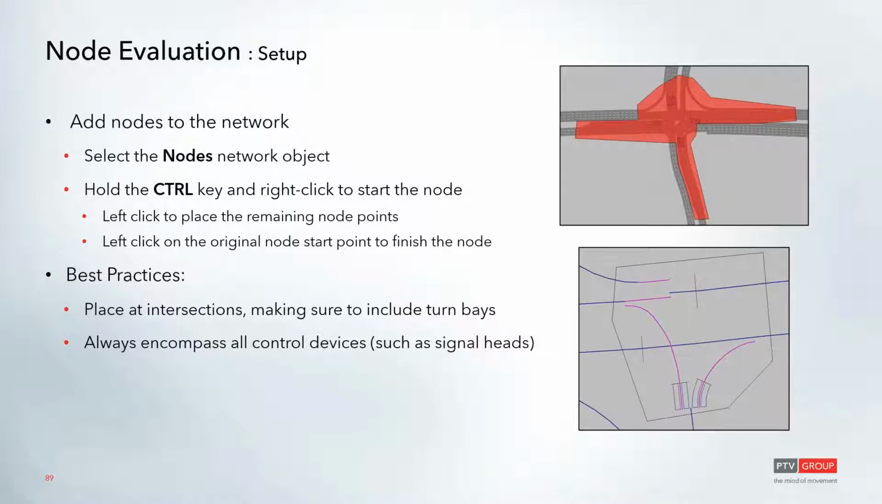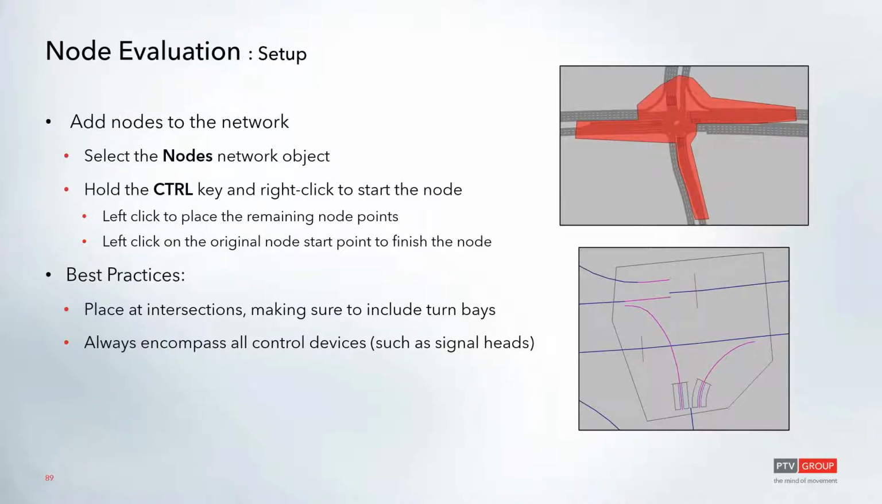All right, and then moving on to the node evaluation. The first part for this setup will be adding those nodes to the network. What this will do is group all of the different links together so that these can all be included and considered to be part of a single intersection. So in order to add these, you'll just need to select the nodes network object from the toolbar, and then you'll hold Control and right click to place the first node start point. And then from there, you can just left click to place the remaining points to finish that node.